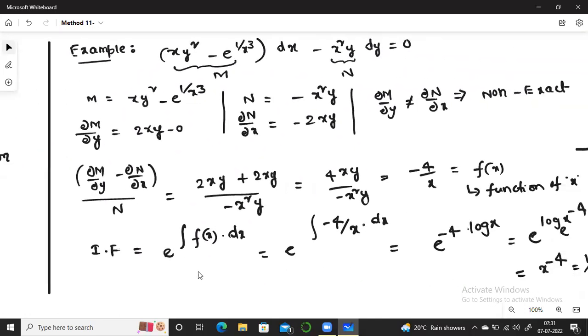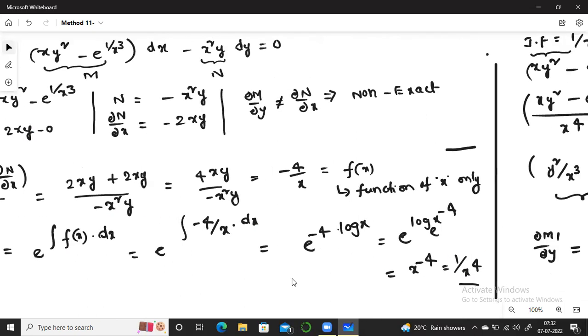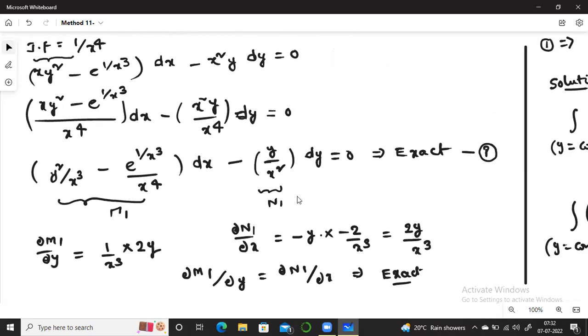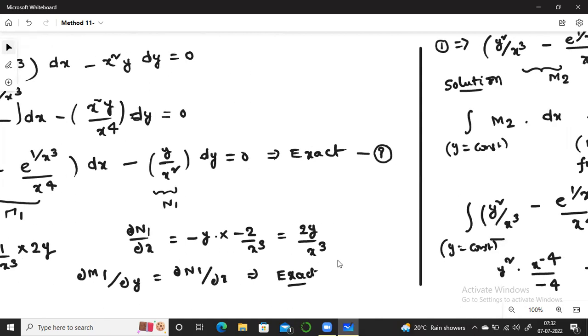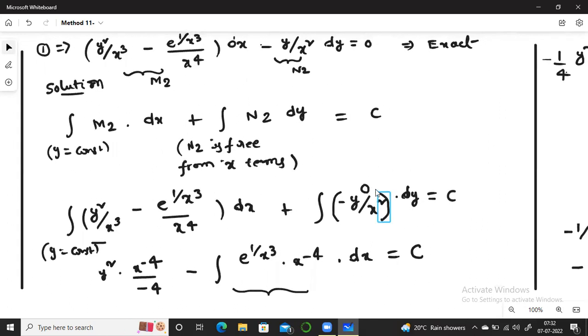We have taken an example. So in this page, what we have done, we checked M, N, dou M over dou y, dou N over dou x, non-exact. And we have taken this case, satisfied function of x only. So integrating factor I have calculated. That I got 1 over x to the power 4. I multiplied the whole equation with 1 over x to the power 4 in this page. After multiplying the given equation, I got this equation called 1. That is exact. I verified also. So once the equation is exact, we know the direct solution. So that direct solution I have applied in this page.